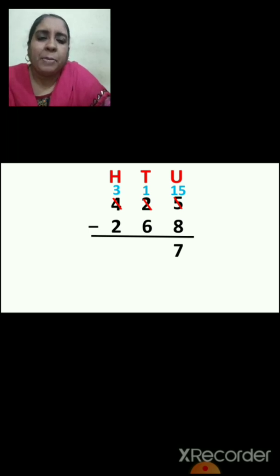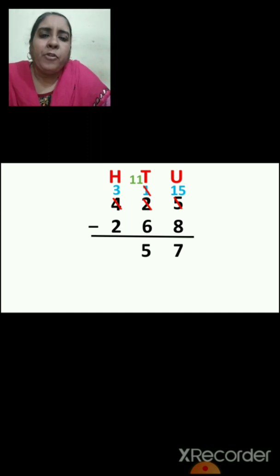Now we have borrowed 1 from hundreds place to tens place. So how much will come in tens place now? You have to cut 1 and what you will write? 11. Now you can subtract 11 minus 6. 11 minus 6 is how much? 5. Very good.